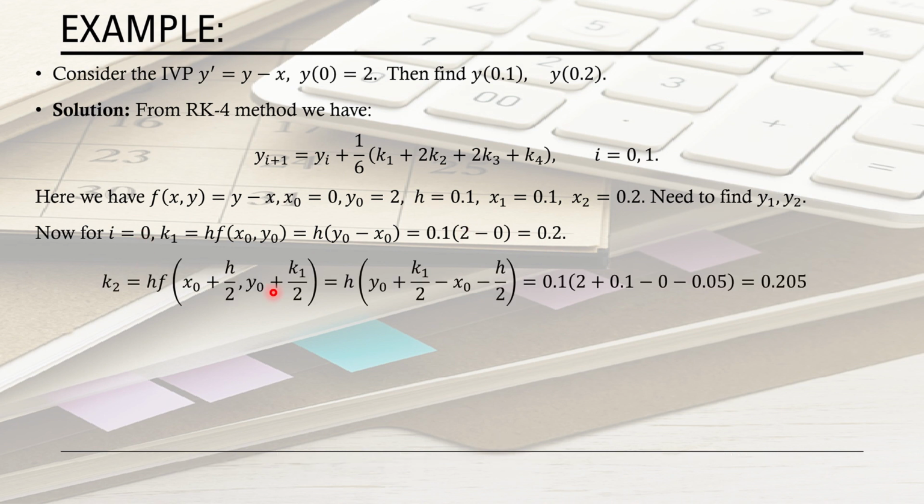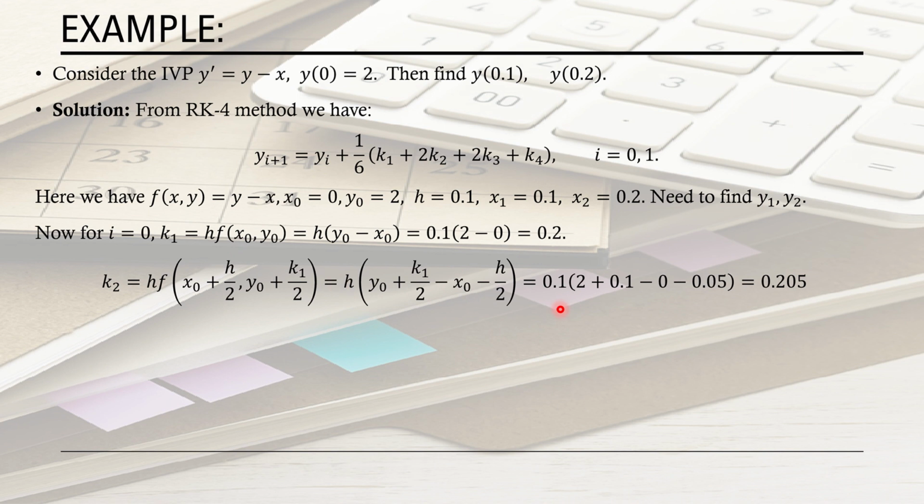Okay, and then we go for k2, which is h f of x naught plus h by 2, y naught plus k1 by 2. This is h times y naught plus k1 by 2 minus x naught minus h by 2, because we will be subtracting this quantity because of the function. It's y minus x. So in this case, our y is y naught plus k1 by 2, and our x is x naught plus h by 2. So we'll have y naught plus k1 by 2 minus x naught plus h by 2, which becomes minus x naught minus h by 2.